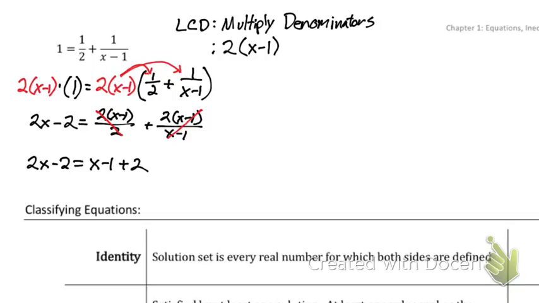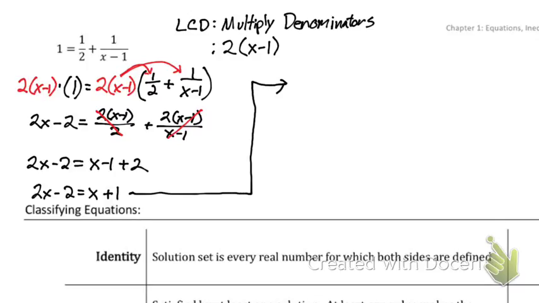All right, so simplifying this, we'll have 2x minus 2 equals x minus 1 plus 2, which is going to be plus 1. Let's finish this guy over here. So I would subtract x from both sides. I would add 2 to both sides, so we'd have x equals 3.